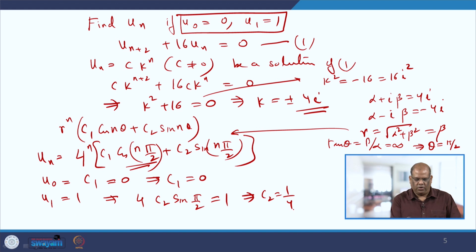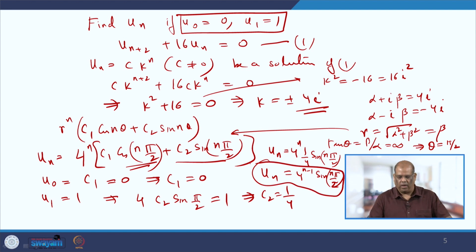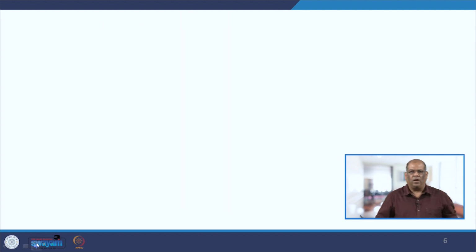So, if I substitute it, your solution will be of the form un is equal to 4 to the power n, your C2 is 1 by 4. So, 1 by 4 sine n pi by 2. A little simplification, 4 to the power n minus 1 sine n pi by 2. So, the solution of this particular difference equation is un equal to 4 to the power n minus 1 sine n pi by 2.